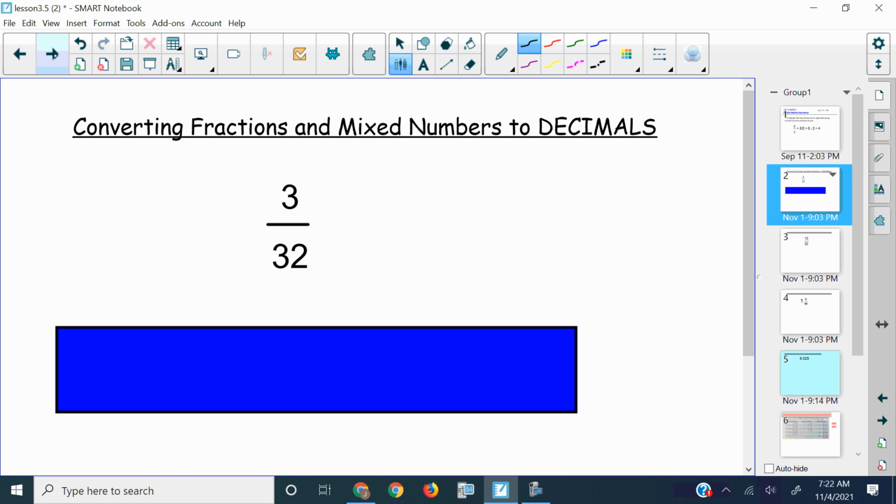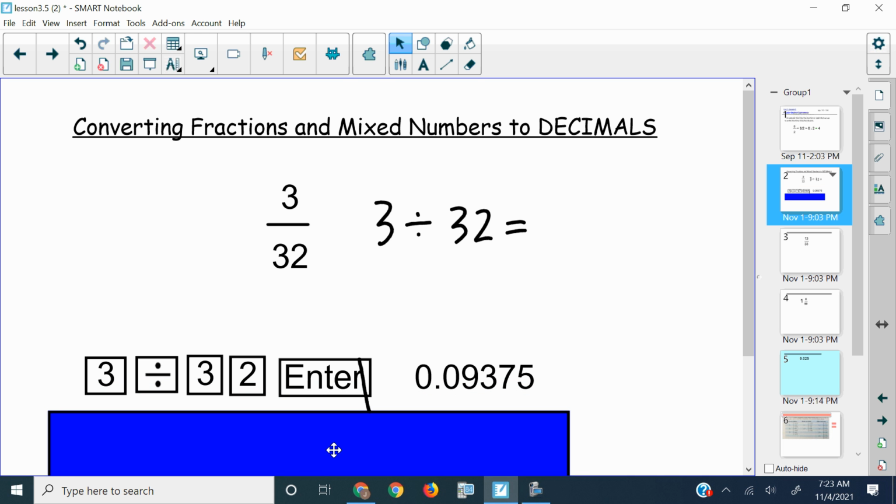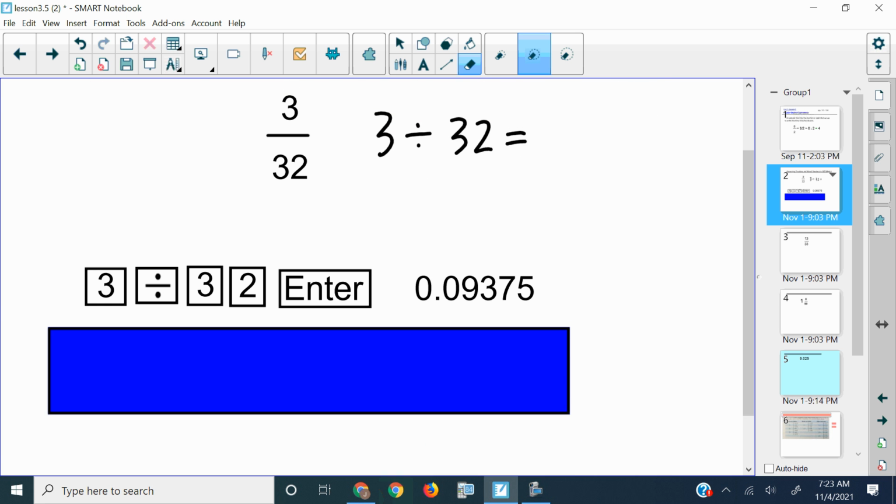All right, how about 3 thirty-seconds then? So we'll take the numerator, 3, divide by the denominator, 32. When we press the equals, we're going to get an amount. So you can see 3 divided by 32 gives us this decimal, and this decimal, 9,375 hundred-thousandths, is the same amount as the fraction 3 thirty-seconds. One is written as a decimal. One is written as a fraction.